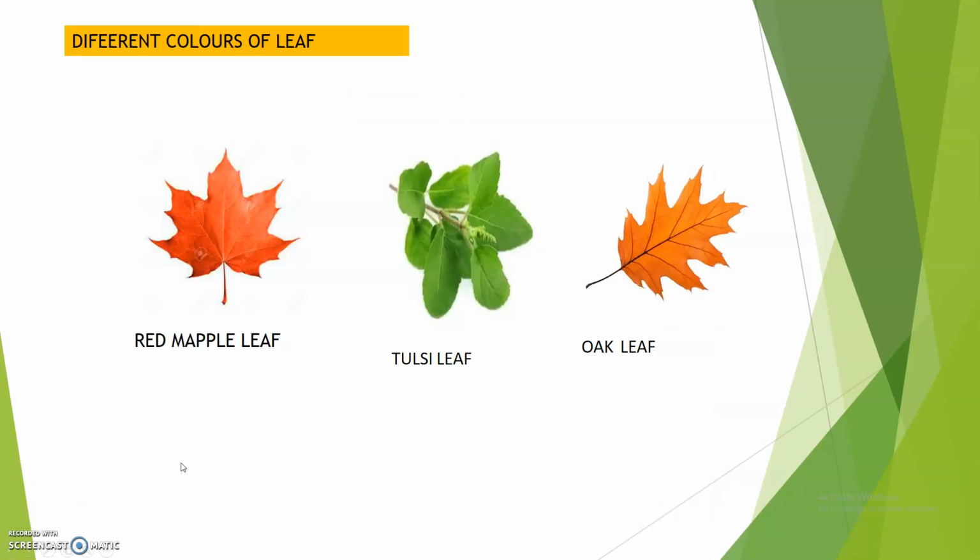So different colors of leaf. The very common leaf you will see in Bollywood songs is the red maple leaf. It looks like this. Then the tulsi leaf, green, and the oak leaf, orange.